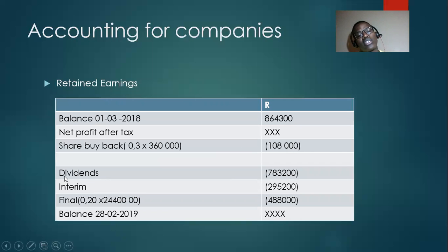Then the other thing that reduces your retained earnings is dividends. Dividends, they were interim and final. Just take interim 295, final 88,000, right? The combination of the two, total dividends, is going to be 783,200. Then you take your opening balance, you add your net profit after tax, you minus the share buyback, you minus the sum of the dividends, and that's going to give you a closing balance. But for this purpose, since we have not determined the profit after tax, we cannot determine the balance as at 28 February 2019, right? But so far, you get your tick marks for share buyback and both dividends, 1, 2, right?